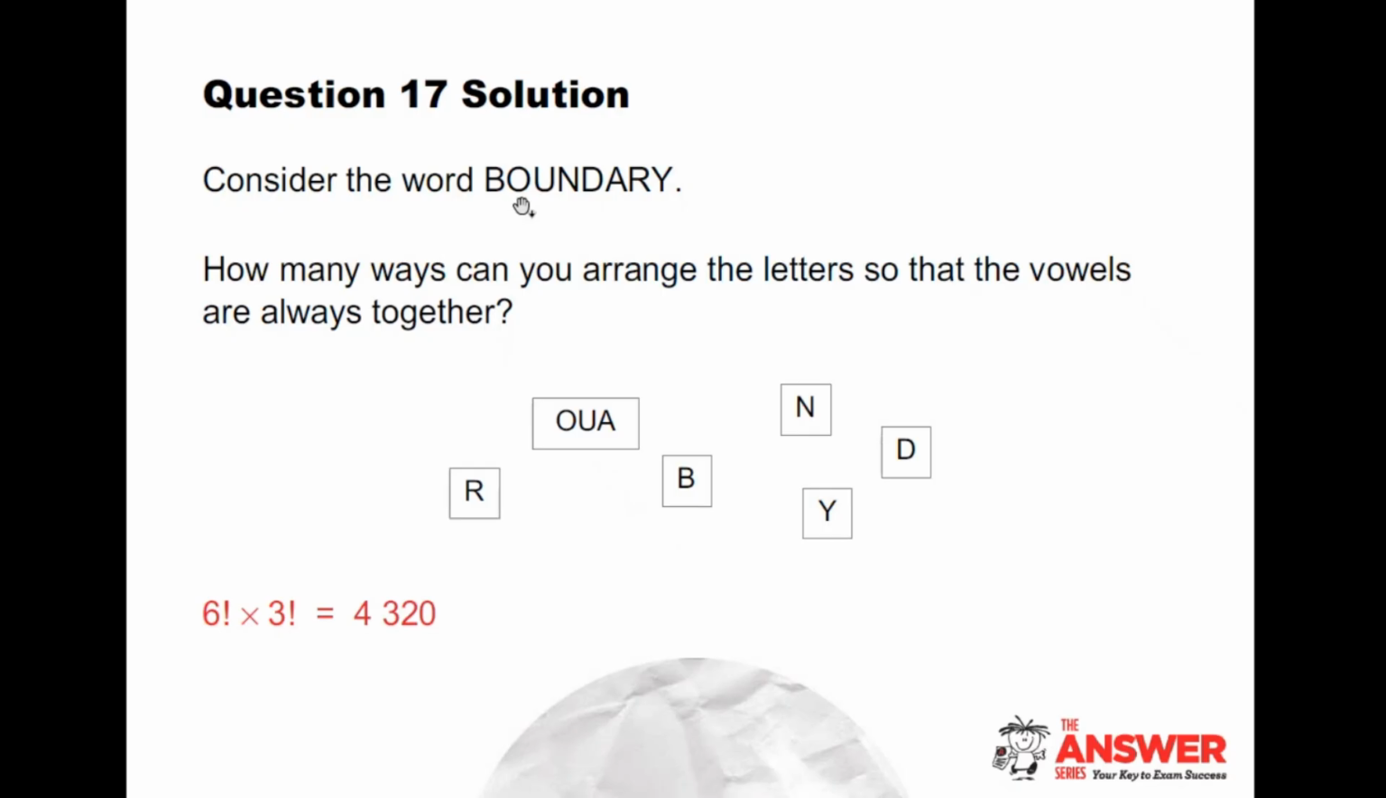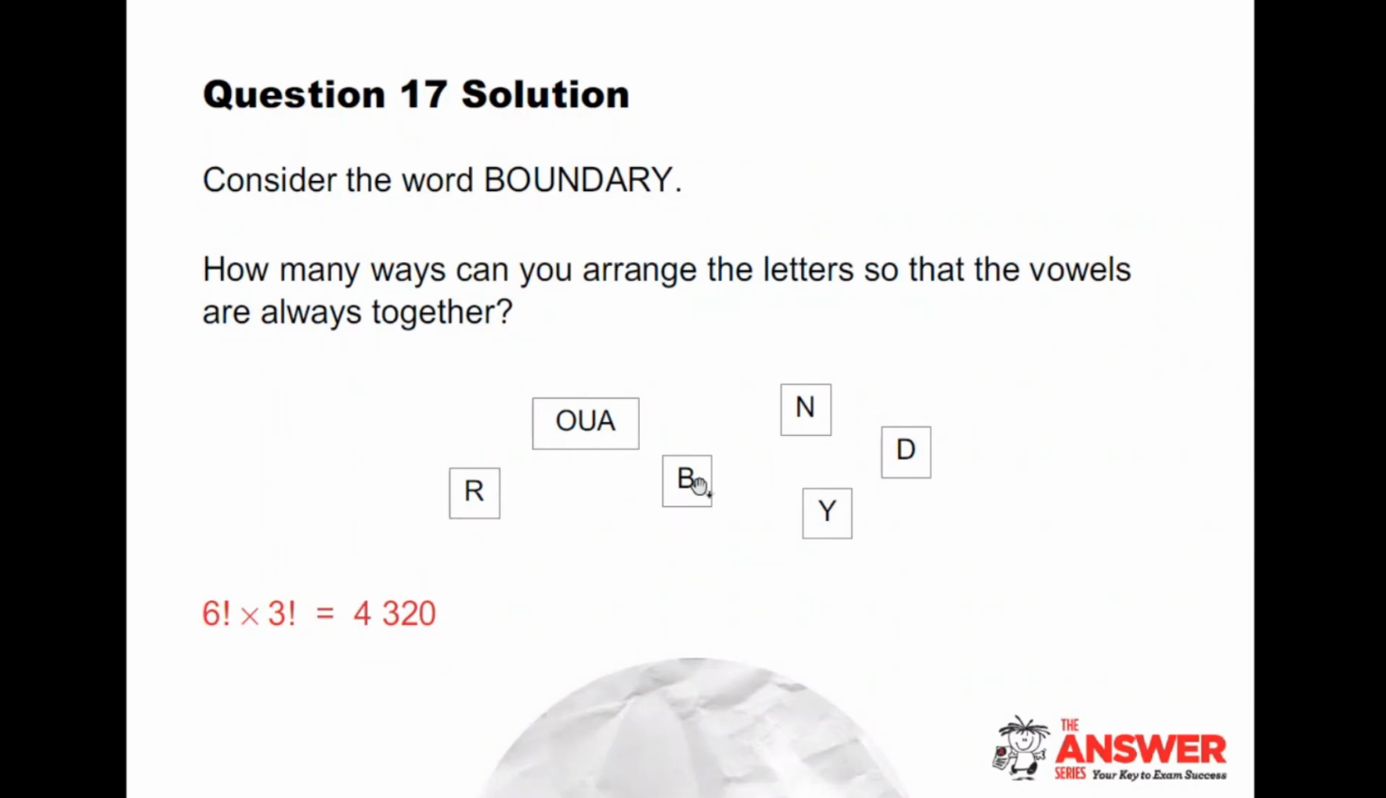What vowels have I got? O-U-A. Think of O-U-A as one group. So they're in one group. And then I've got B-N-D-R-Y. So how many things am I arranging? The vowels, B-N-D-R-Y. I'm arranging 6 things.